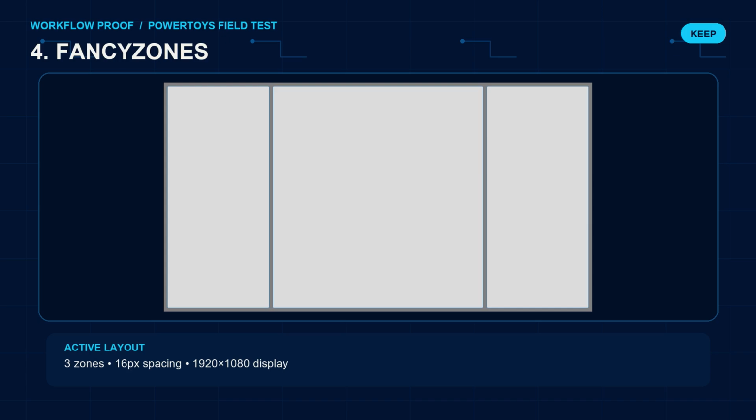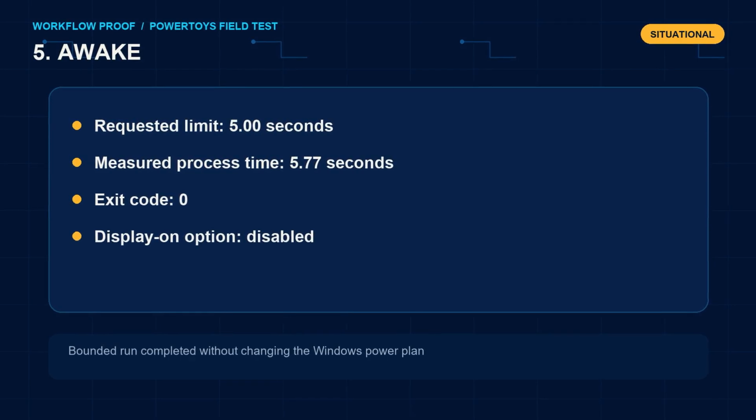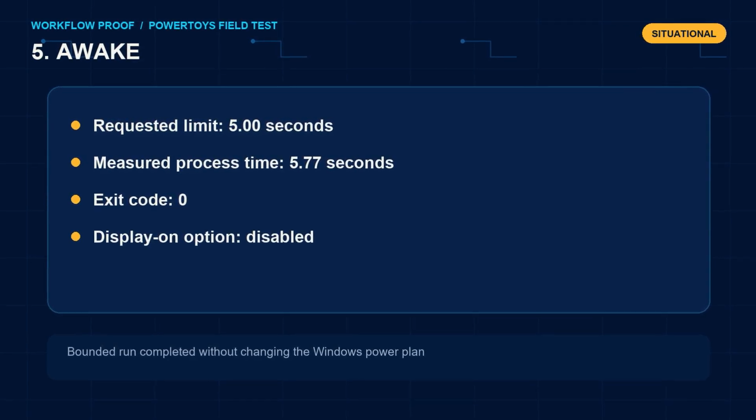Keep Awake is designed to keep the computer from sleeping without changing the Windows power plan. For a safe test, I ran it with a 5-second time limit and with the display option disabled. The process exited successfully with code 0 after 77 seconds. The small difference includes startup and shutdown overhead, and the Windows power plan was not modified. So it works, but this is exactly why the verdict needs a third category.